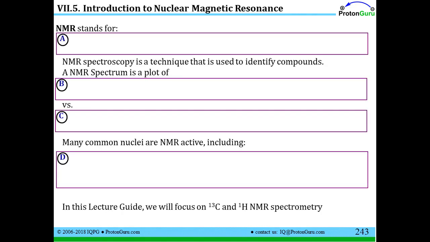In this lesson we'll talk about NMR spectrometry. Now NMR stands for nuclear magnetic resonance, and as this name suggests, we're going to be looking at the nuclei in different molecules instead of looking at bond stretching or absorption of UV light to facilitate electronic transitions like we saw with infrared or UV spectroscopy.